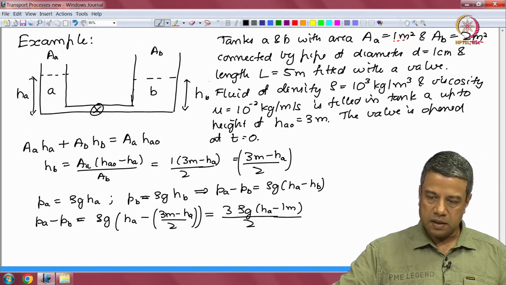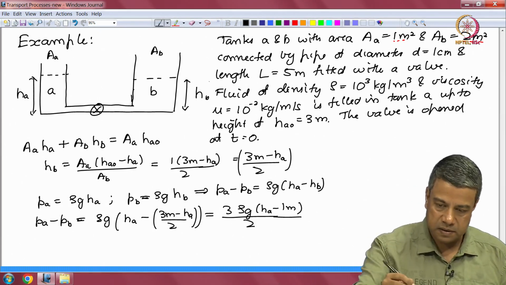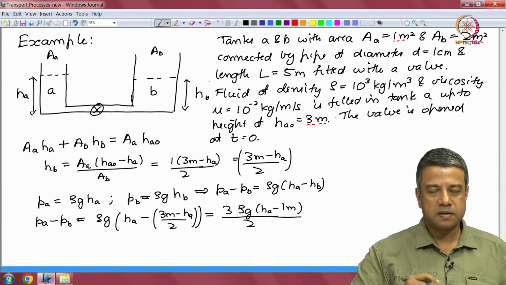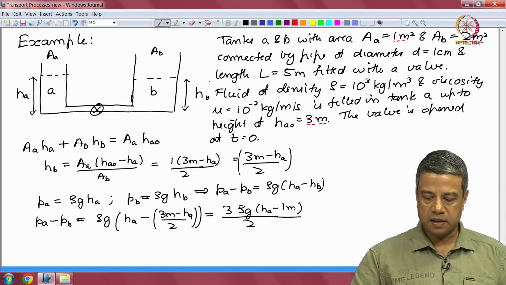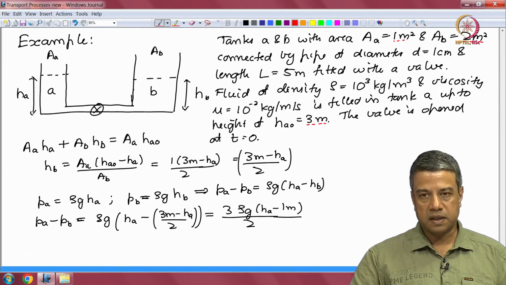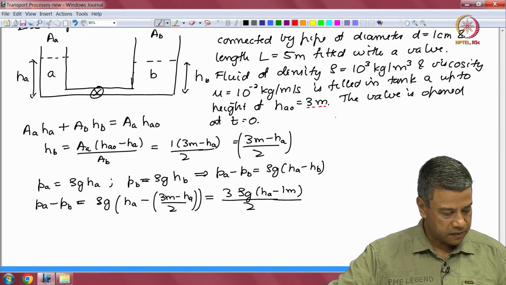Note that the area of tank A is 1 meter square and the initial height is 3 meters. So, there is 3 meter cubed of fluid. The sum of the cross sectional areas of A and B is 3 meter square. So, the final height has to be 1 meter. The pressure difference will be 0 when the height in both of these tanks is equal to 1 meter. When HA is equal to 1 meter, HB is also equal to 1 meter, that is (3 minus 1) divided by 2. So, that is when the heights will be equal.